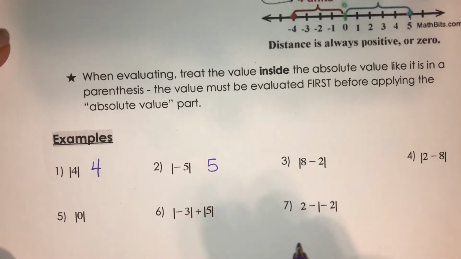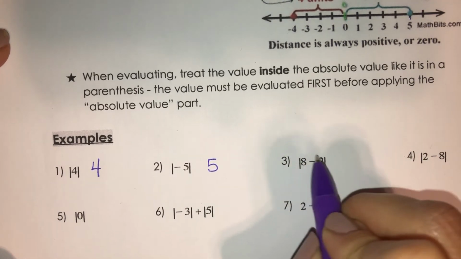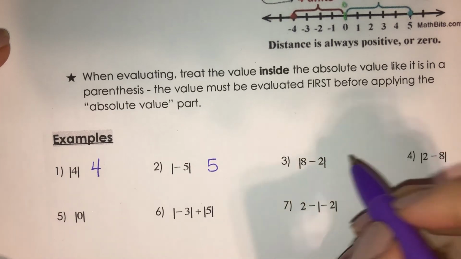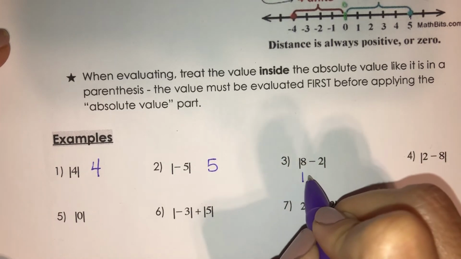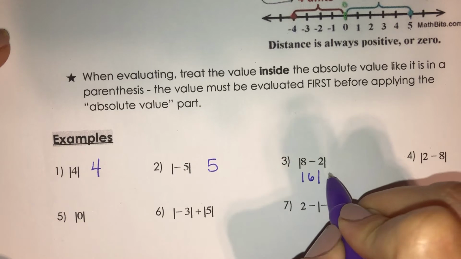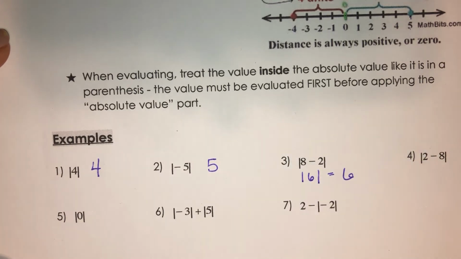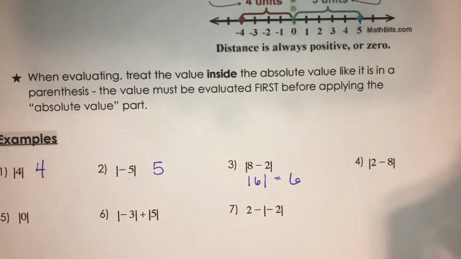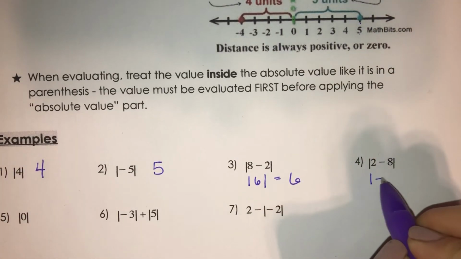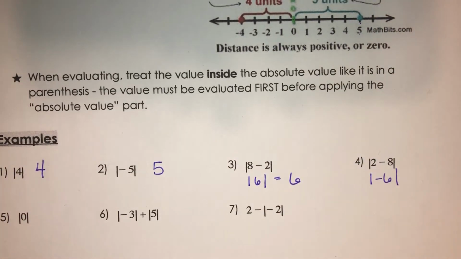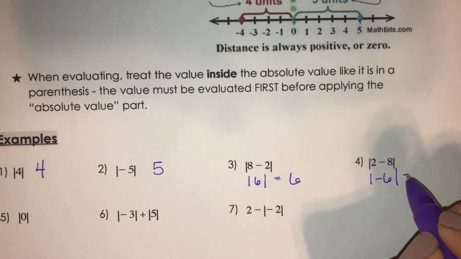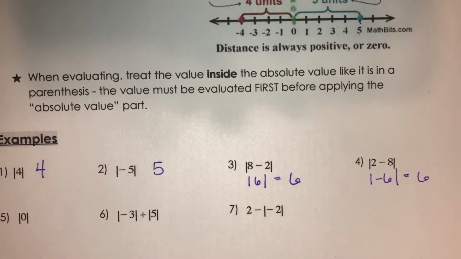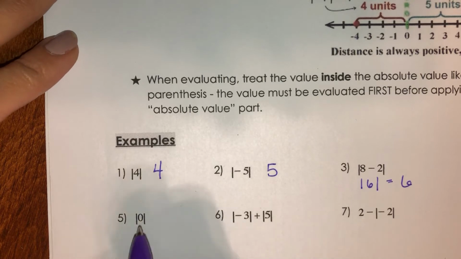The absolute value of 8 minus 2. Well, I have to figure out what is inside here. That is the absolute value of 6, and the absolute value of 6 is 6. The absolute value of 2 minus 8. Well, 2 minus 8 is -6, so we're really figuring out the absolute value of -6, which is 6. Going on, the absolute value of 0. Well, 0 is 0 units away from 0.